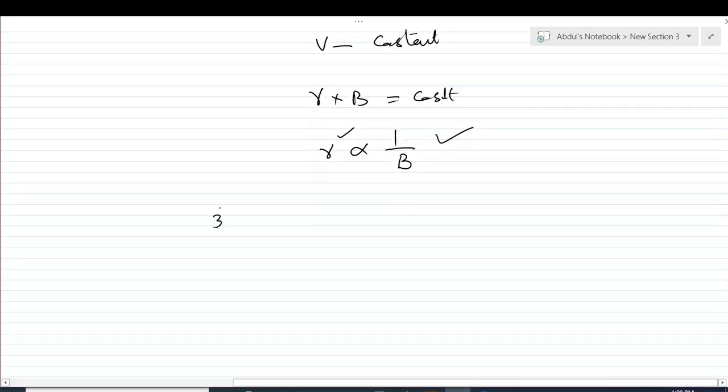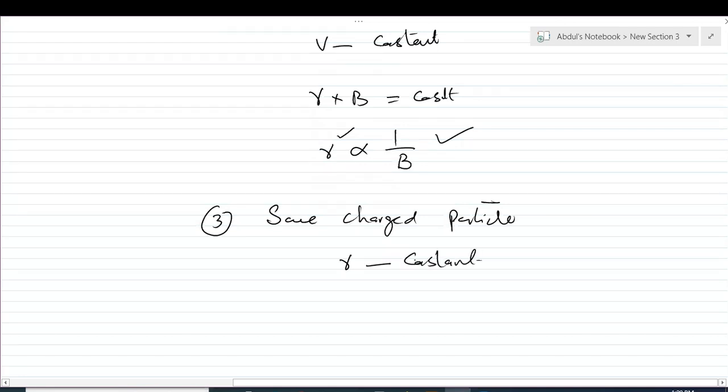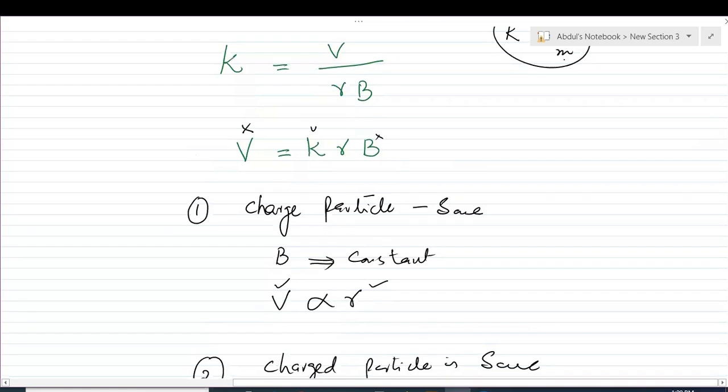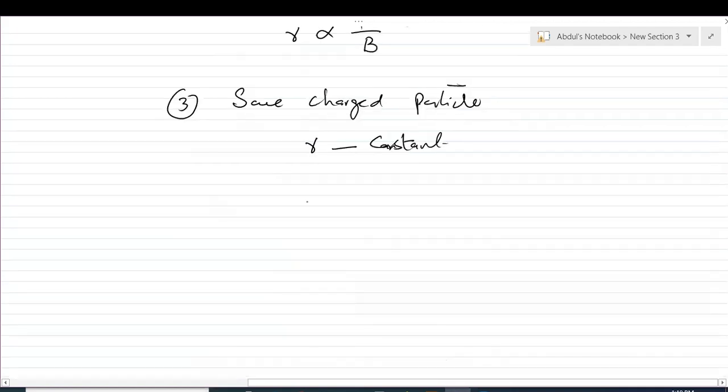And number three, same charged particle and we keep the radius constant. We want to move it on the same track. We want to keep the radius constant. Then in the equation V is equal to KRB, K is constant, R is constant, so definitely V is directly proportional to B. If the field becomes double, to keep the radius constant, the speed on entering must be double, and so on.